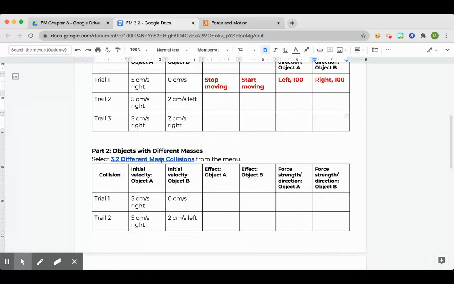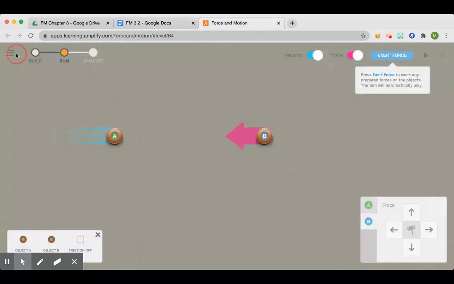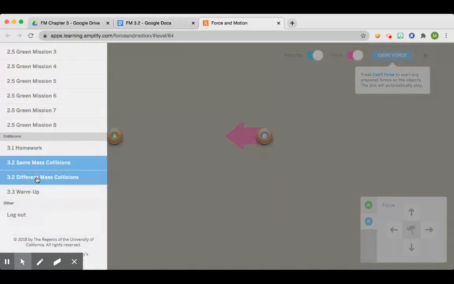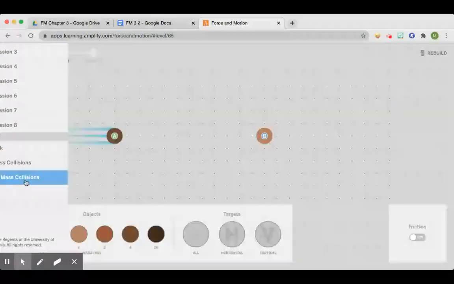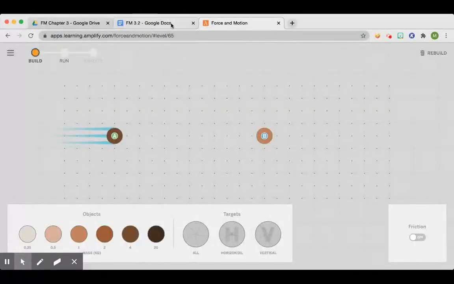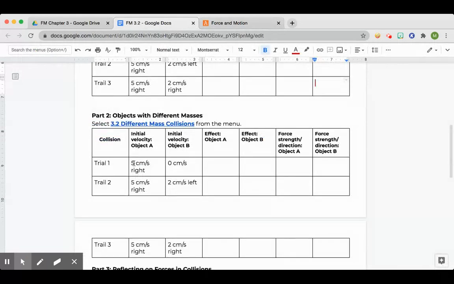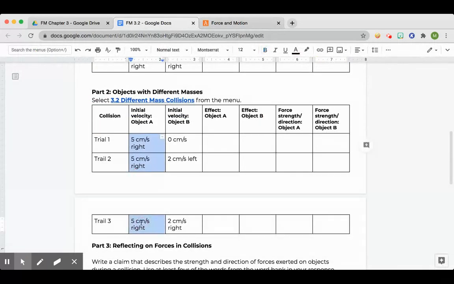Part 2, you can click this link or just come to the side, and you are going to do collisions with different masses. And just the same thing here, just know that A is now 4 kilograms while B is 1 kilogram. So same thing, A will always start 5 centimeters per second to the right, so you don't have to change anything about A, you're just changing for B.